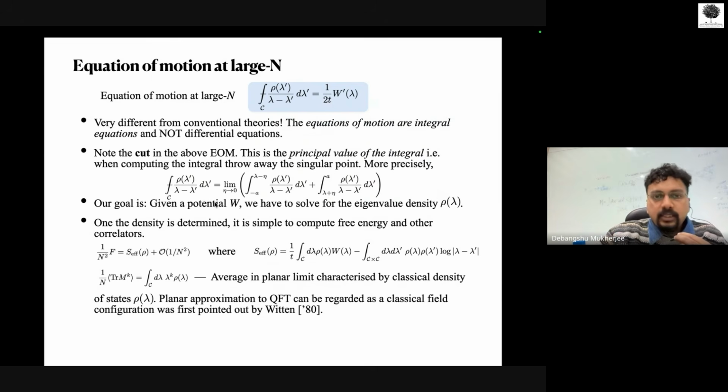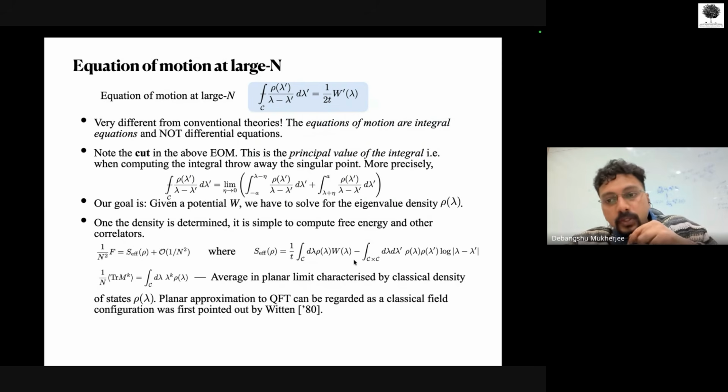And our goal is, given this kind of potential W, we have to solve for rho of lambda. Remember, unlike other cases, we are now trying to solve an integral equation, not a differential equation. Once we get this density rho of lambda, we can immediately start evaluating some extremely interesting quantities: the free energy, and other correlators, objects like trace M to the power k. The free energy, as you will see, is what Obinamada was asking about. This is what the continuum limit of S effective will look like.